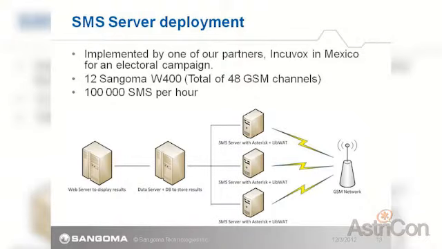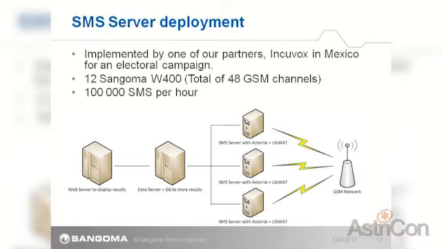To show how powerful the AMI architecture can be, I wanted to go over an example of what one of our partner companies implemented. One of our partners, a company named Incuvox in Mexico, had a contract for an electoral campaign where we had to send and also receive a lot of SMS. They were processing about 100,000 SMS per hour, which is a fairly big number. They did that by splitting it over 12 Sangoma W400s. So in total, that's 48 GSM channels.